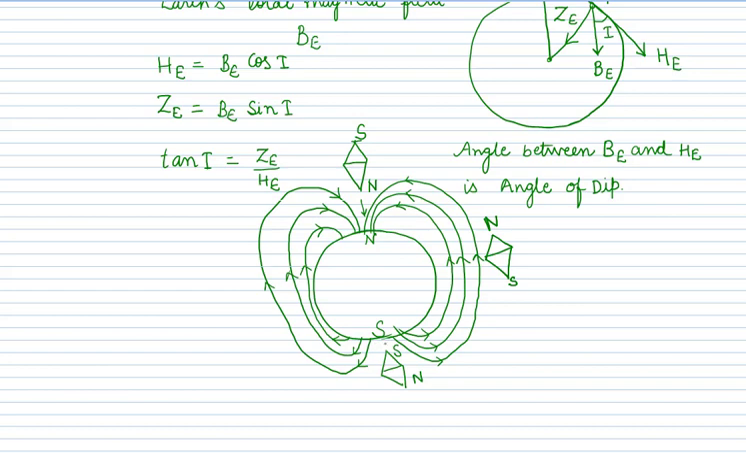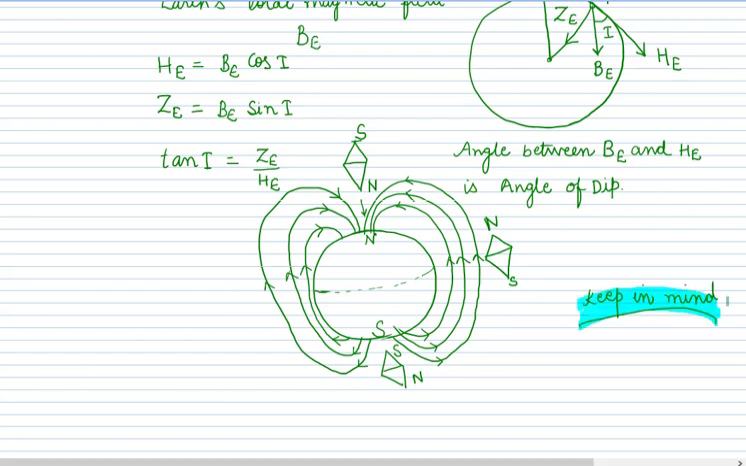So here what we have to note down, that if this is our equator, then we divide the Earth into two equal halves. This is the northern hemisphere and this is the southern hemisphere. So we can say that in the northern hemisphere, the North Pole of the dip needle tilts downward, whereas in the southern hemisphere, the South Pole of the dip needle tilts downwards. So always keep in mind the same.